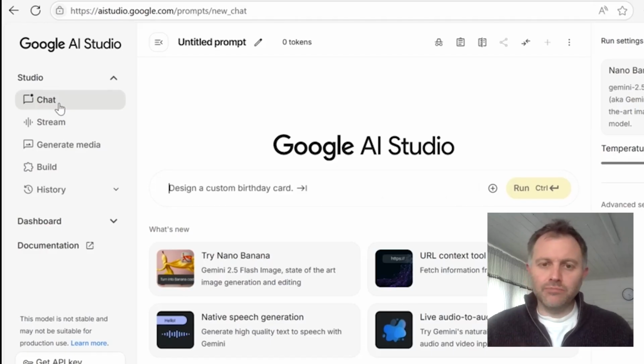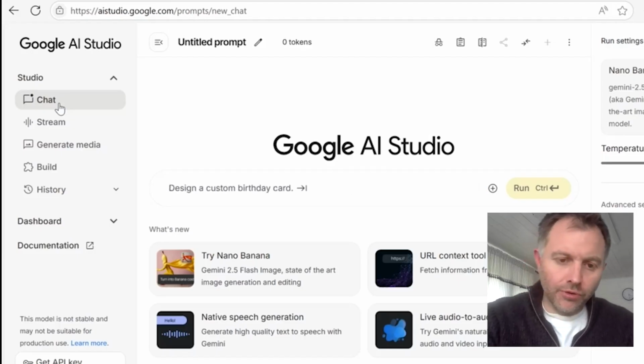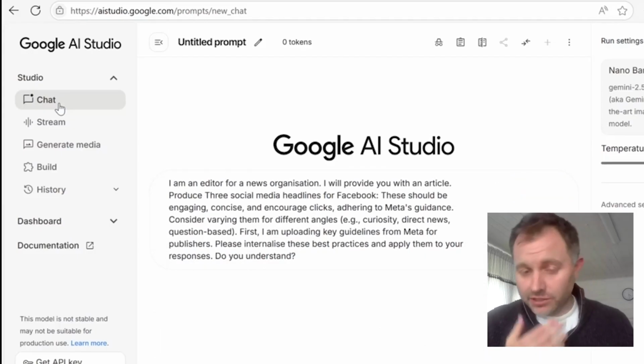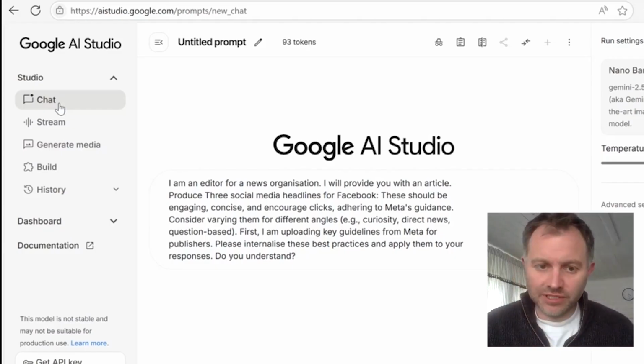With social media, it's more in terms of how we get people to click on stories that they see on social media. So the guidance around Meta from Google will obviously be very different, and the way that we approach it also needs to be quite different in terms of getting people to engage with the story. So put a prompt in, and it's similar to the one I ran with Meta, but there are differences.